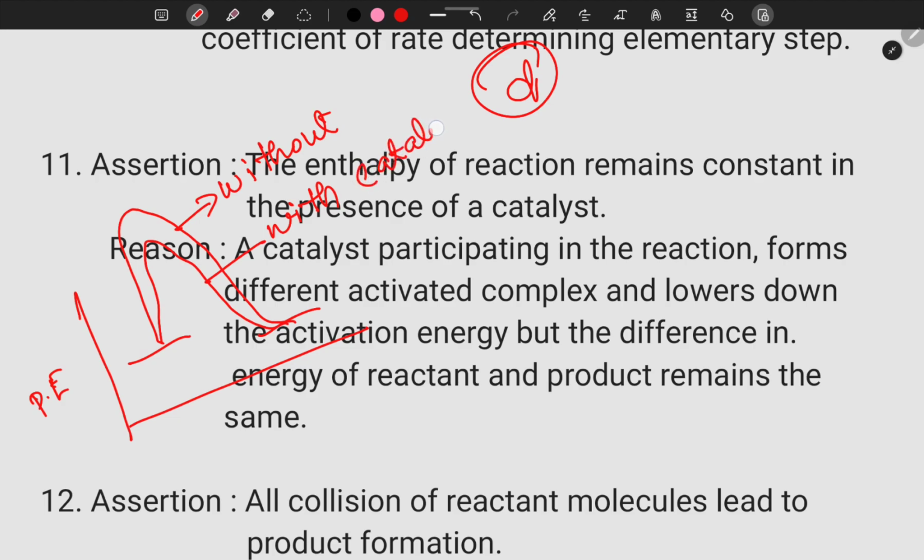But you cannot see any difference. Both the case delta H remains constant. So enthalpy of a reaction remains constant. That statement is correct. A catalyst participating in the reaction forms different activated complex and lowers down the activation energy, but the difference in energy of reactant and product remains the same. That statement is also correct. So assertion and reason both are correct statement, and reason is the correct explanation of assertion.